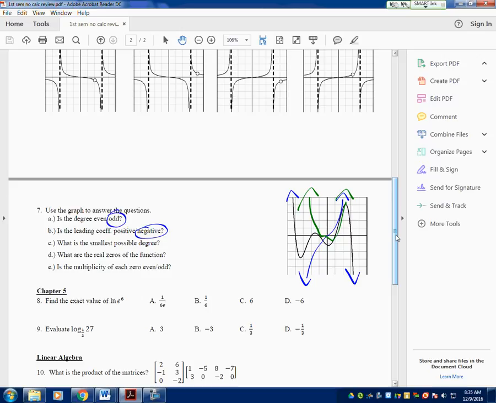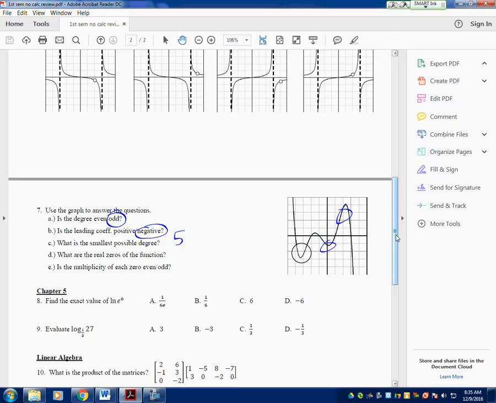What is the smallest possible degree? How do you figure out the smallest possible degree here? You guys remember? Count the bumps. So I have 1, very technical language, 2, 3, 4, and then what do you do with those? Add one. So 4 plus 1 is 5. Good.